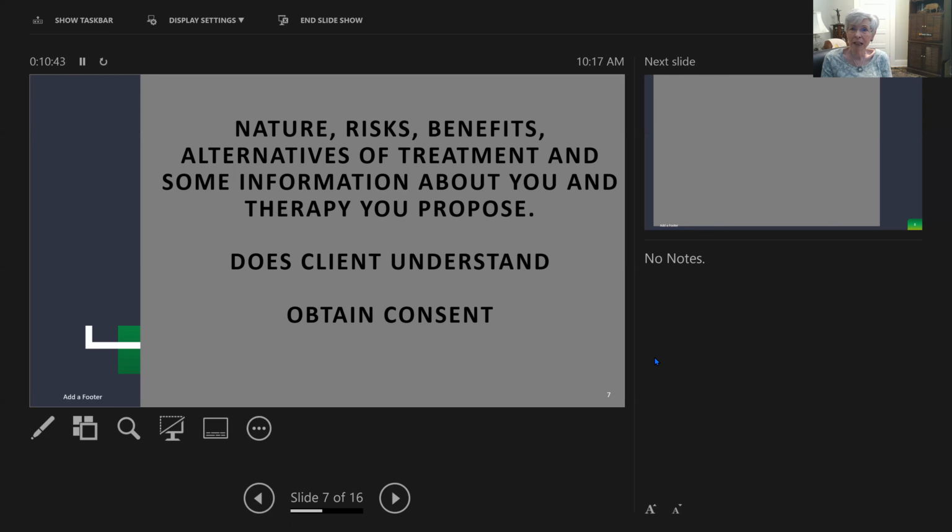Of course, it's important that you also explain that there are risks, because not everyone gets better, and we cannot provide a guarantee. What are some of the benefits to someone entering treatment? What are the alternatives? For example, what if they went to a church that had grief recovery instead of working with you? What about Narcotics Anonymous, for example? You also have a responsibility to give some information about you and the therapy you propose, depending on the client and what I think they might understand.